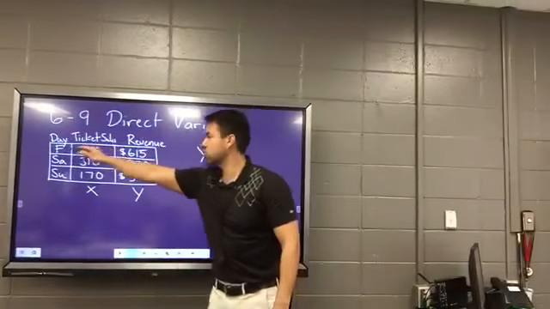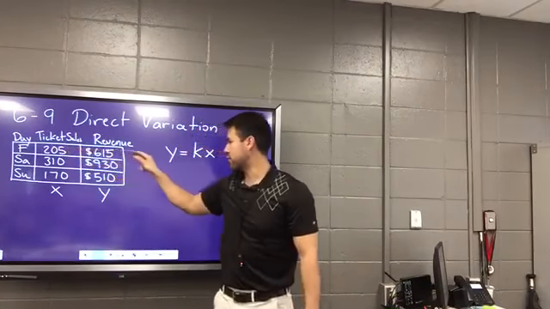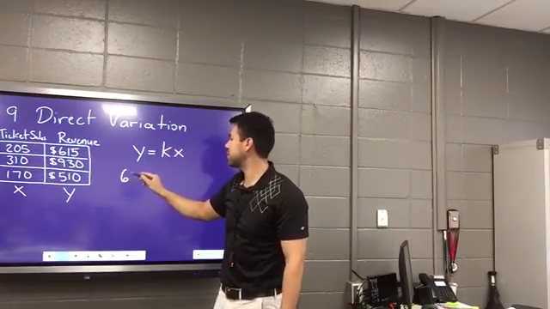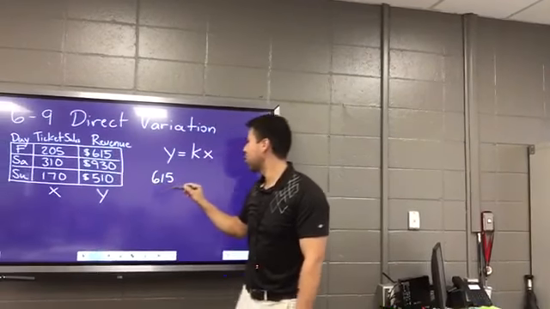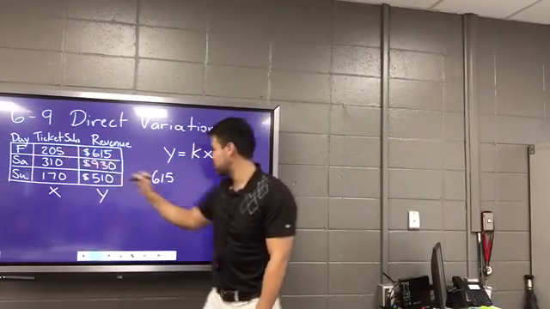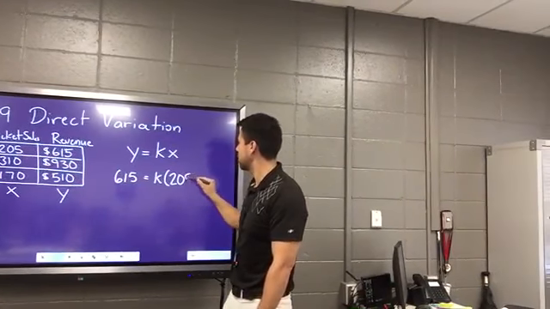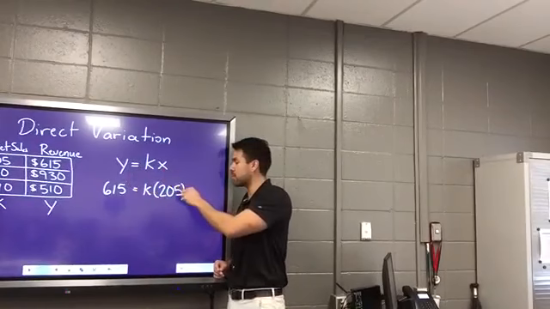Looking at the first row here. What's my Y value in the first row? 615. It's the dependent variable. What does my X value equal, therefore? It's the 205. So instead of Y, I'm going to put 615, and instead of X, I'm going to put 205.